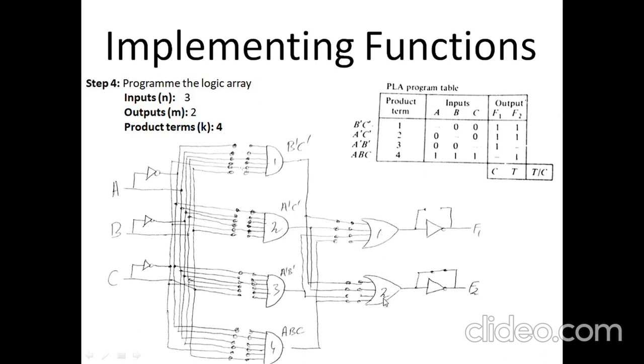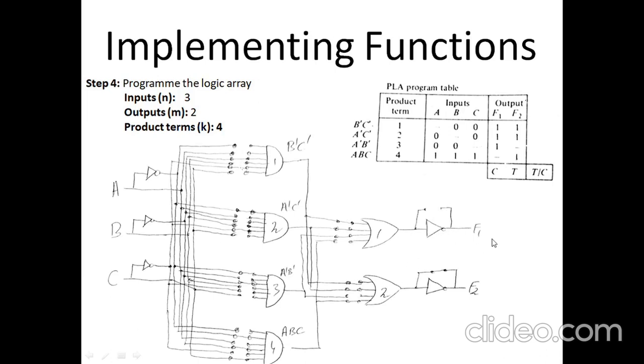And similarly, for the sum term 2, the connection from all the product terms should be given, but the connection from product term 3, which is here, should be broken. So this connection is broken. And finally, here, for F1 we see C. So C means we have to break the fuse about the inverter, and T means we have to keep the connection about the inverter for the function F2. So for F1, we just break the connection.